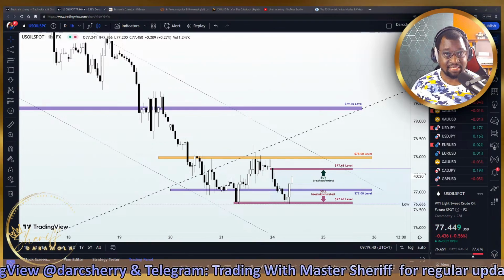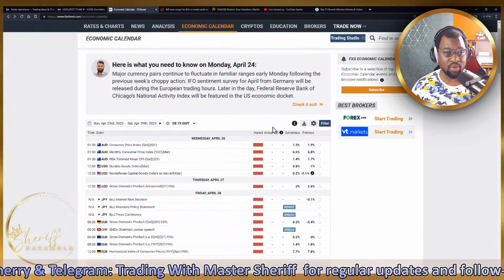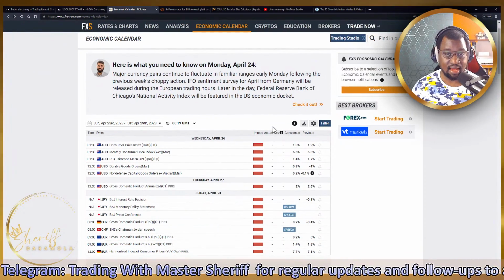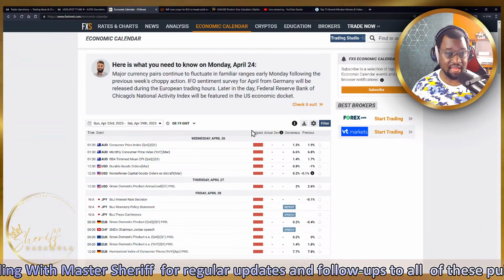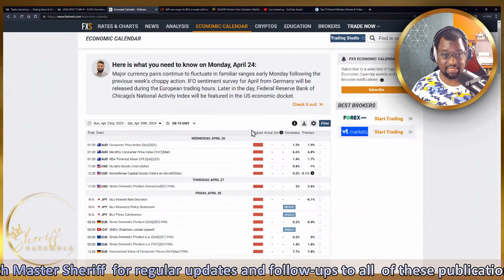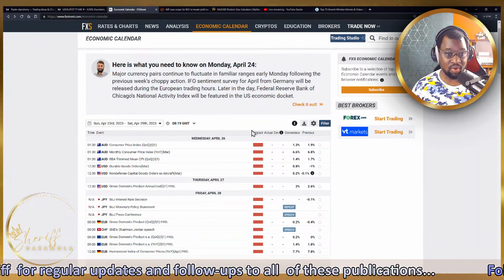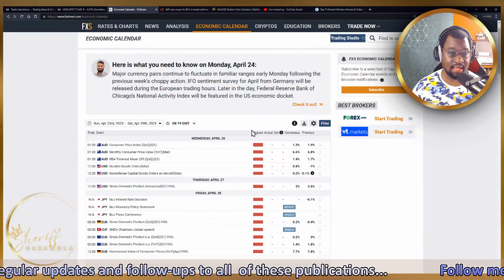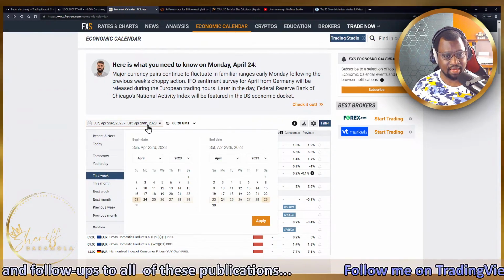So with that being said, let's dive right into the economic calendar and look at what we have here. We don't have any high impact macroeconomic event for today, at least that will be affecting any of the pairs that we are monitoring for this week. And the only high impact event we are having is not coming until Wednesday, that is April 26th.